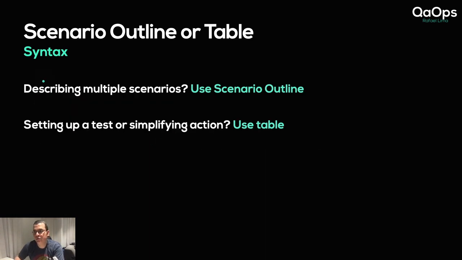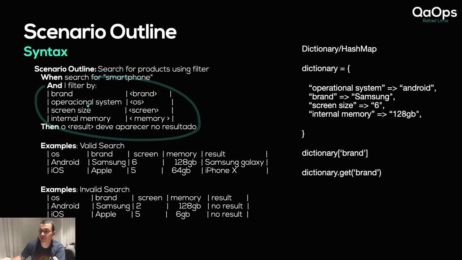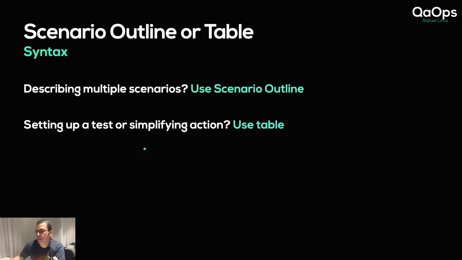So how should I use scenario outline or table, right? I could have put the background here, but I already described this background. The background is what you use whenever you have a setup that's going to be shared across your scenarios. There are other ways that you can share something in Cucumber, but I'm going to talk about those in the actual implementation. But here, if you are describing multiple scenarios, you're going to use scenario outline, as I just said. We have multiple scenarios here changing only the data. The only thing that changed was the data. So if that's the case, you use a scenario outline.